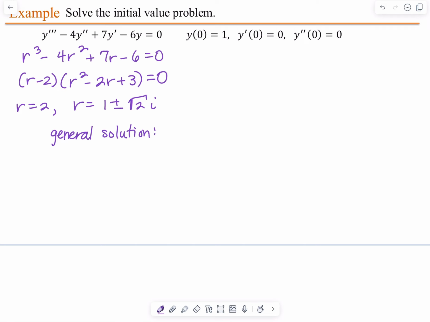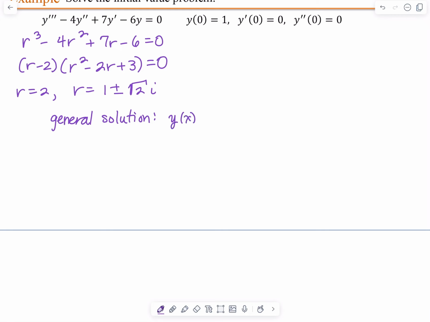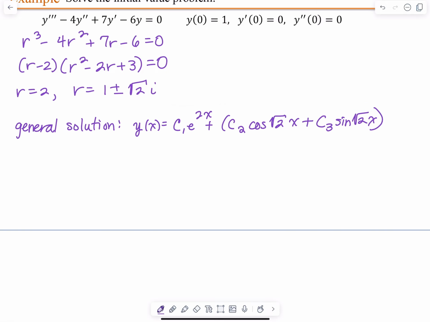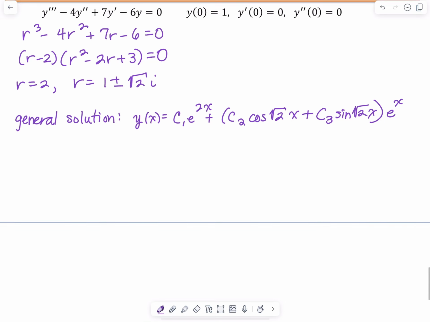So our general solution that we have using these roots, of course, we have y of x is equal to c1 e to the 2x plus c2 cosine root 2x plus c3 sine root 2x, and we will multiply both of those terms by e to the x. We could have separated those, but that's just nice for a change. We're going to go ahead and differentiate that.